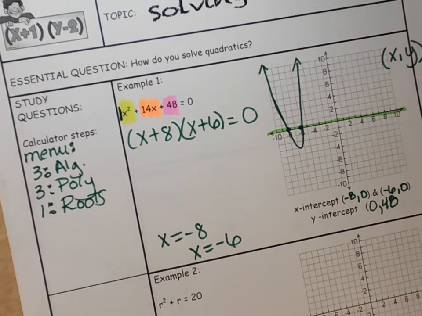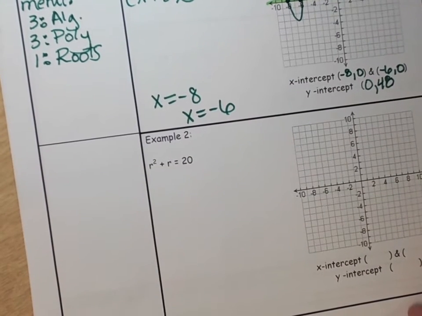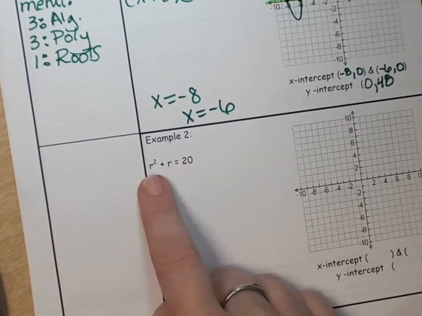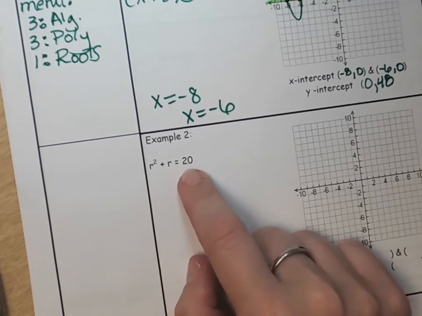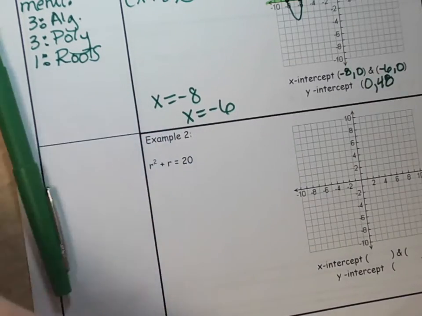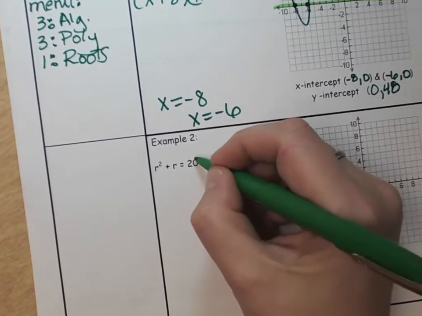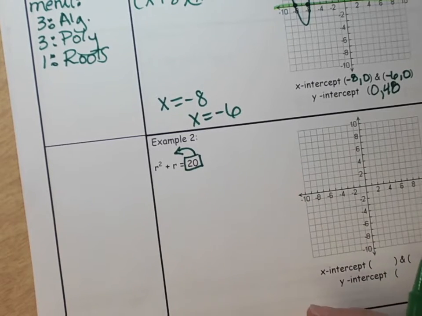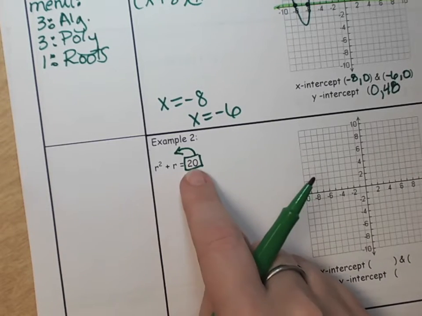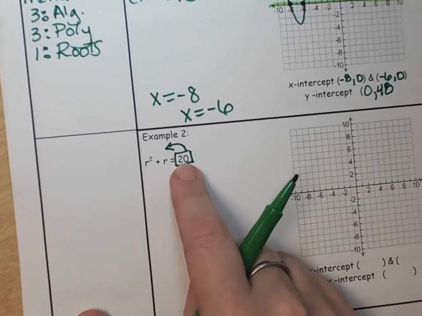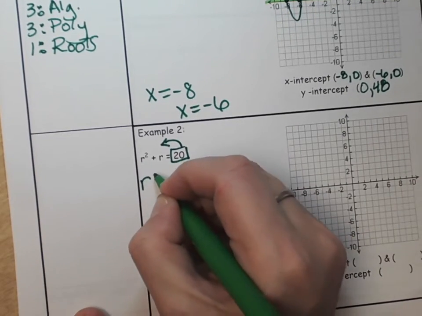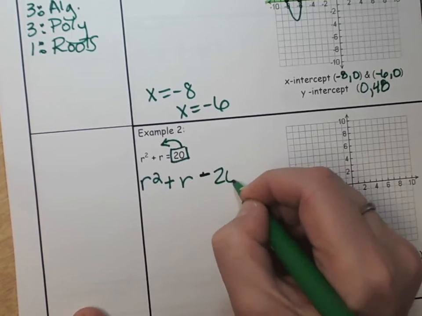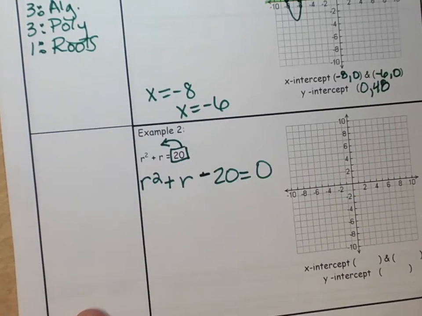Okay, let's look at number 2. Now, just because it's an R does not mean our steps change. But this is not in the correct form. This 20 is on the wrong side. So remember, when you do this, you have to move everything to the same side. And when we move it, just like you move your house, you change your address, you change the symbol. So this 20 is now going to become a negative. So you're going to have r squared plus r minus 20 equals 0.